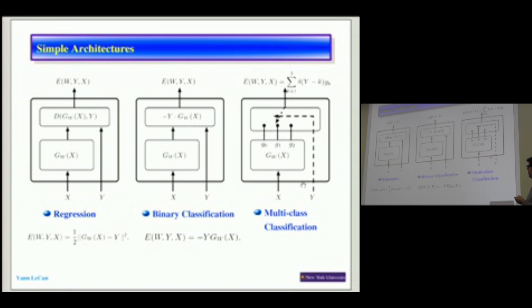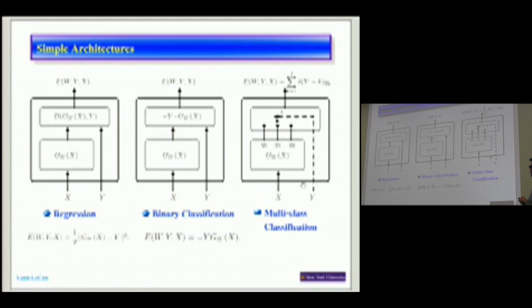So here, the inference algorithm is trivial. Again, run x through the GW of x function, take the sign of it, and copy this into y, and that's your inference algorithm. Rather trivial.